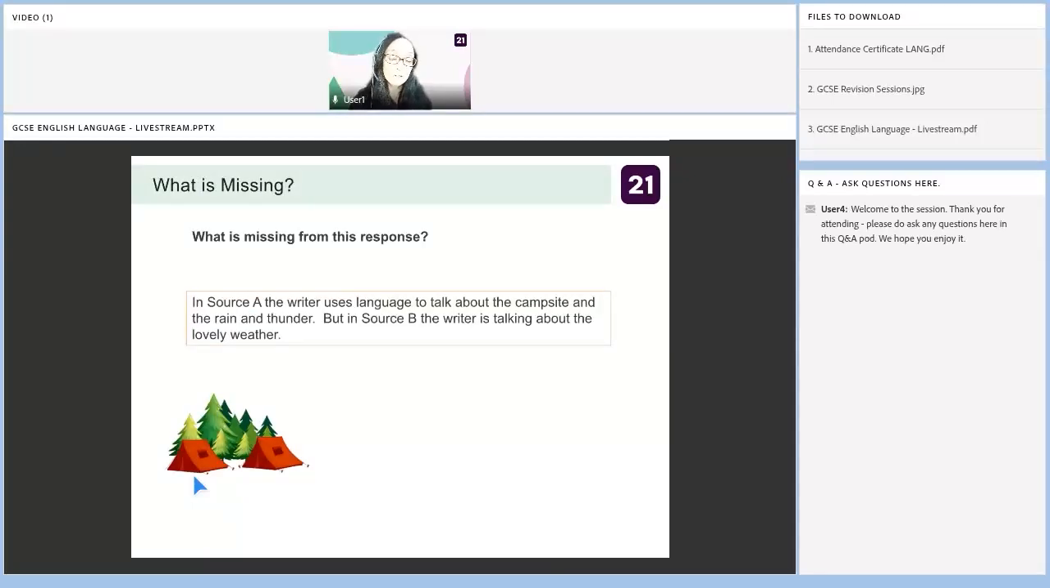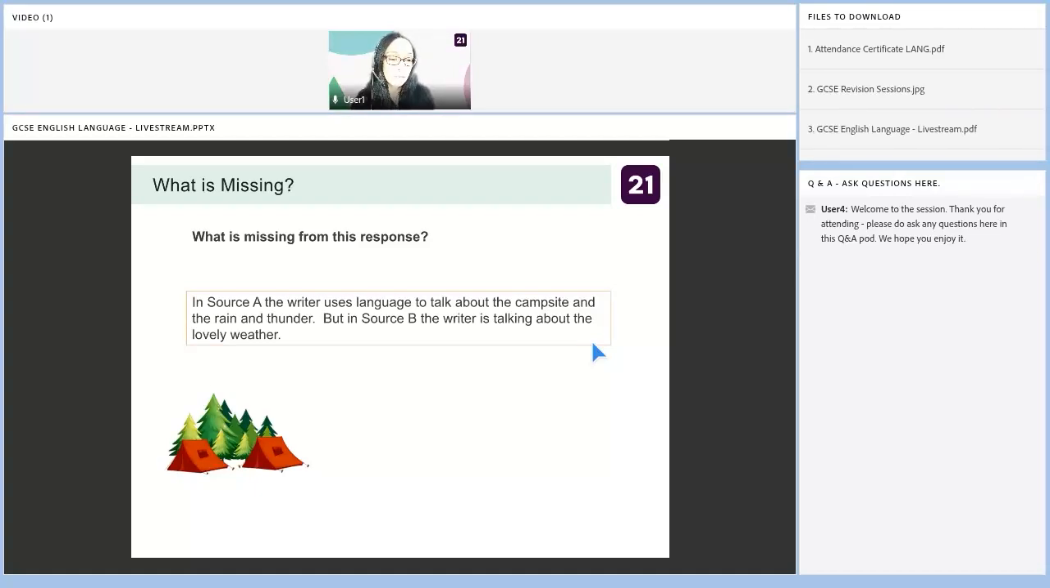So let's take a look at what a candidate wrote, and this is what they produced in the exam. And then we'll poll in just a moment to see what's missing from the response. So this is what they wrote. In source A, the writer uses language to talk about the campsite and the rain and thunder. But in source B, the writer is talking about the lovely weather.